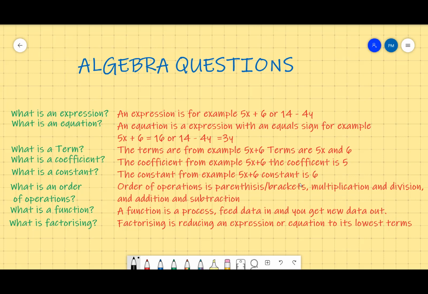And then order of operations, easy. Parentheses, brackets, multiplication, division, addition, subtraction. And then you get the function. And I'm looking forward to doing the video on the function because I will give you lots and lots of examples for you to do. And then factorizing. Factorizing is reducing an expression or equation to its lowest terms. Again, I will be providing lots and lots of examples to be calculated when we do that video.